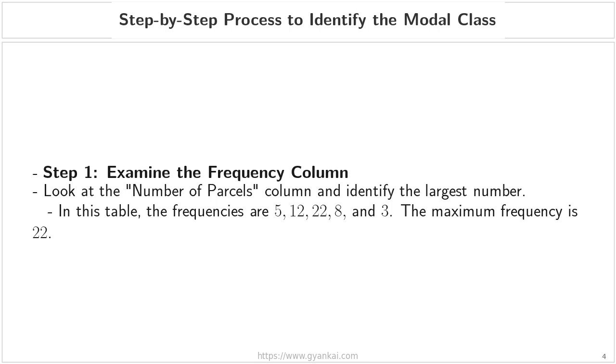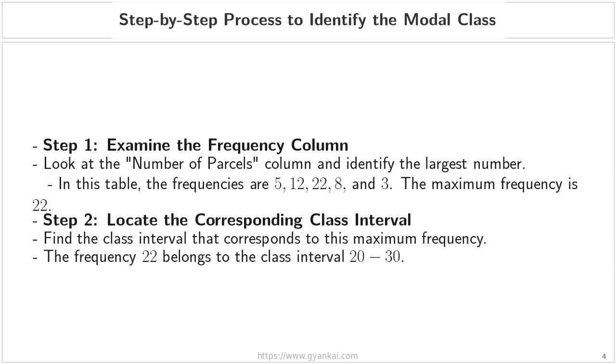Step-by-step process to identify the modal class. First, we begin with step 1, examine the frequency column. To do this, you shouldn't look at the weight ranges just yet. Instead, I want you to focus your eyes on the number of parcels column, which represents our frequencies. We are searching for the largest number in this list. If we look at the values provided, we have 5, 12, 22, 8, and 3. As you can see, the maximum frequency is 22.